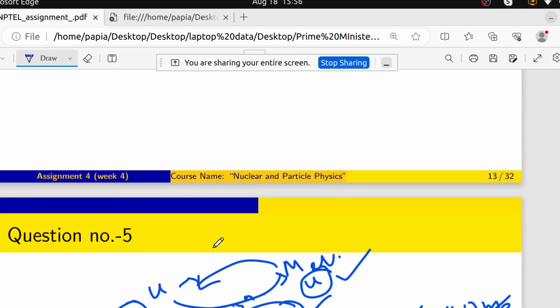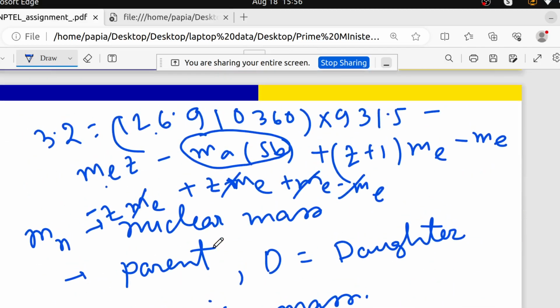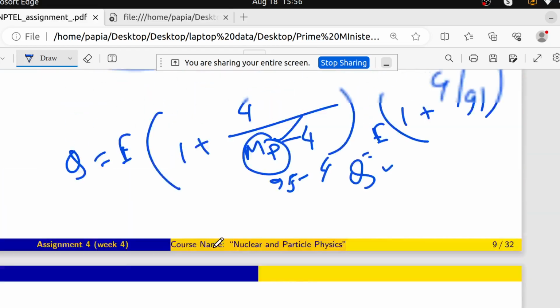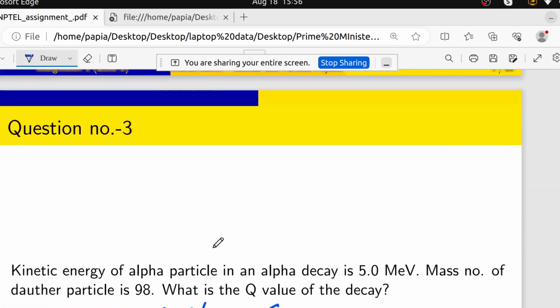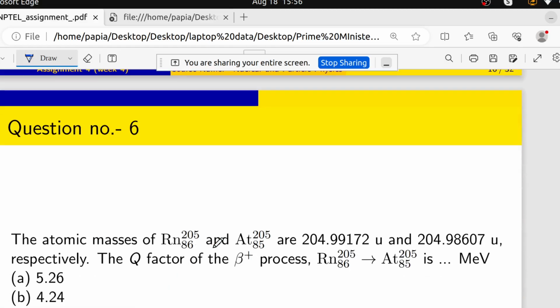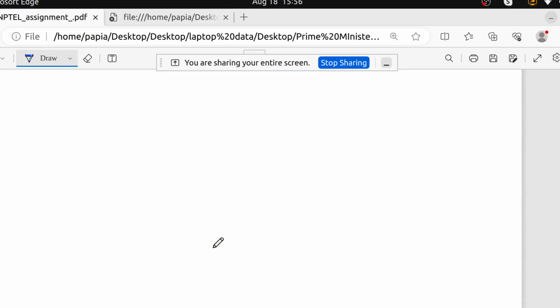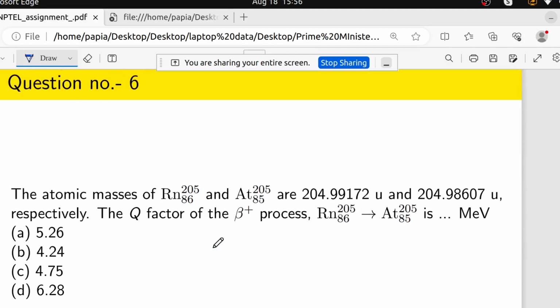Now in the next question, where is that beta plus? Just a minute. There is one beta plus also there. Okay, I think I removed that part. This one, yes.